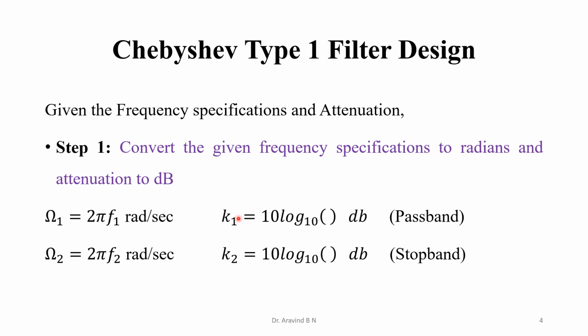Similarly, for the K1 and K2 values with respect to the pass band and the stop band, if the attenuation is given without units, then we need to convert that into dB. If it is already in dB, we need not make any further conversions. To convert from hertz to radians per second, omega 1 is equal to 2 pi f1 radians per second, omega 2 is equal to 2 pi f2 radians per second. Similarly, K1 and K2 are obtained as 10 log of the given values, in dB. These two are the stop band specifications, and omega 1 and K1 are the pass band specifications.